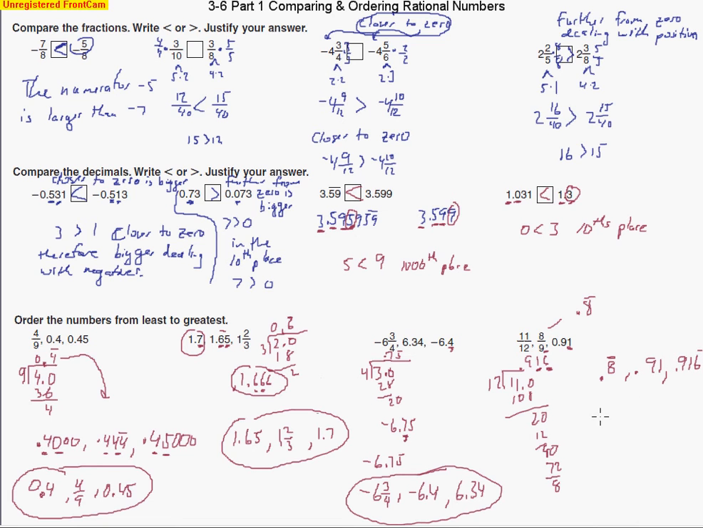But let's go ahead and write it the way they've got it. So it's going to go 8/9, and then the 91 hundredths. And last, it's going to go the 11/12, which is the largest number. And that is our order.